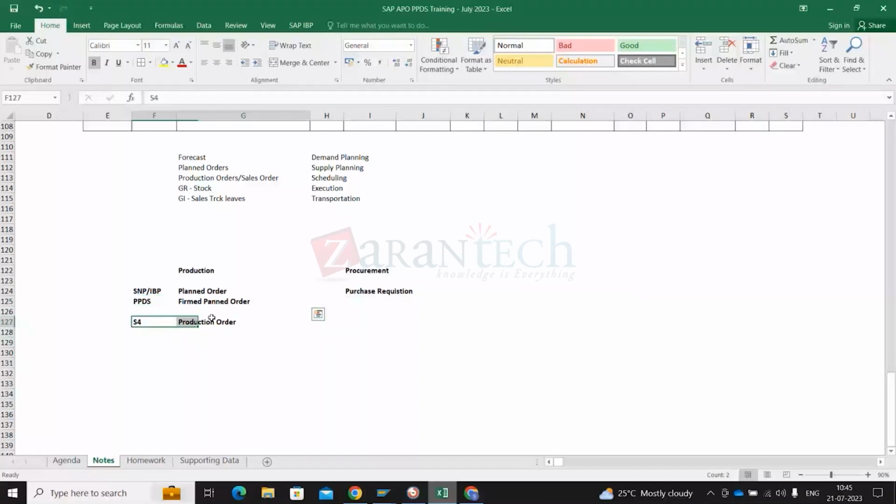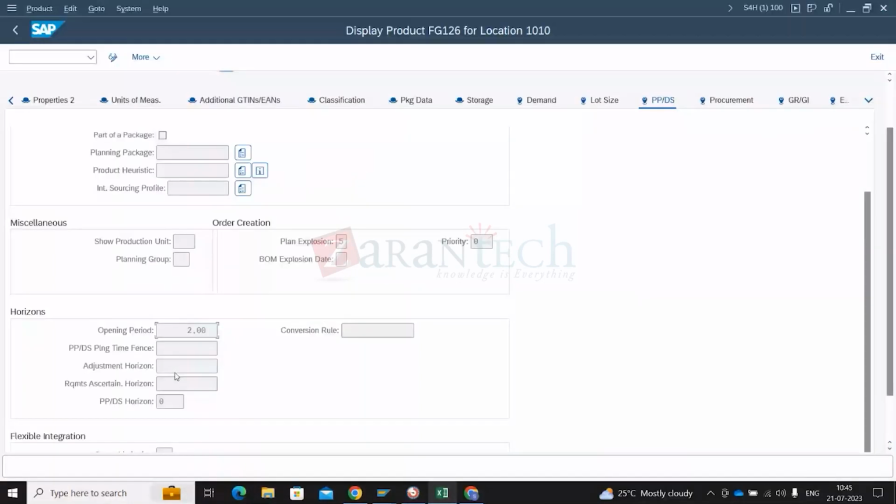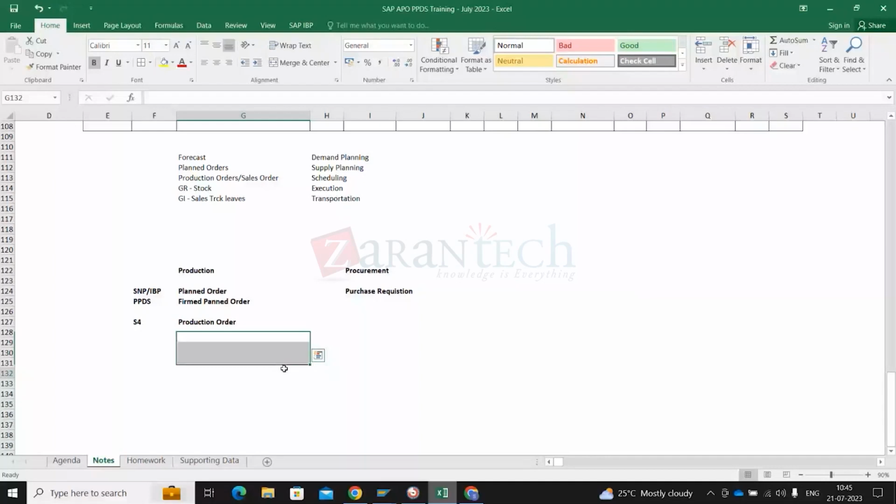Okay. And that's what I'm talking about here, the opening period. Now, what happens is the planning tool keeps changing the plan order based on your forecast. So if your forecast changes, or if you suddenly get a sales order, it would keep changing the plan order. But when the order is firmed, even if your forecast or your sales order changes, nothing happens.